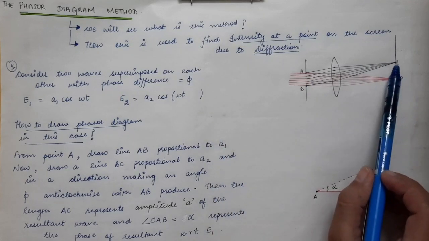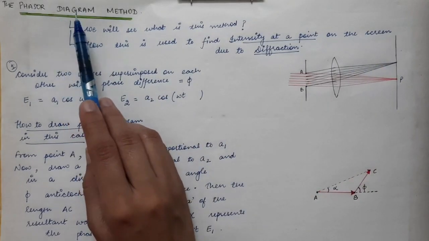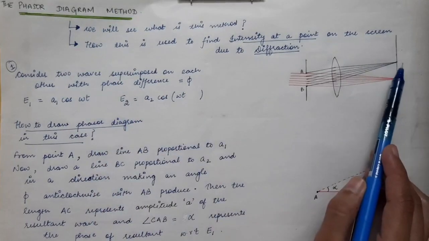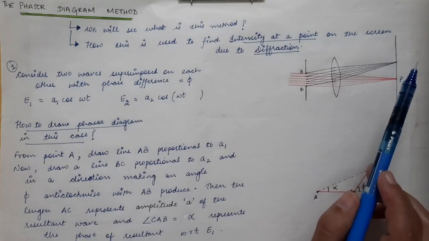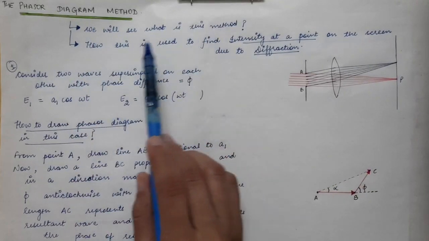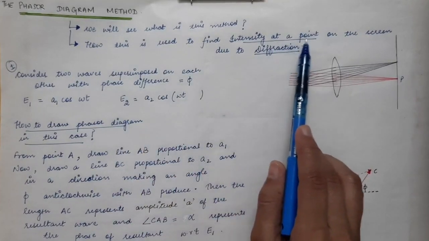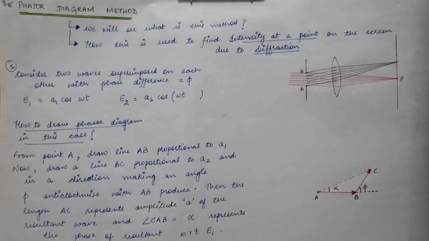To find the intensity, first of all, we are going to discuss the phasor diagram method. We will use this method to find the intensity at a particular point on the screen due to diffraction. First we will see what this method is, and then we will see how it is used to find intensity at a point on the screen due to diffraction.